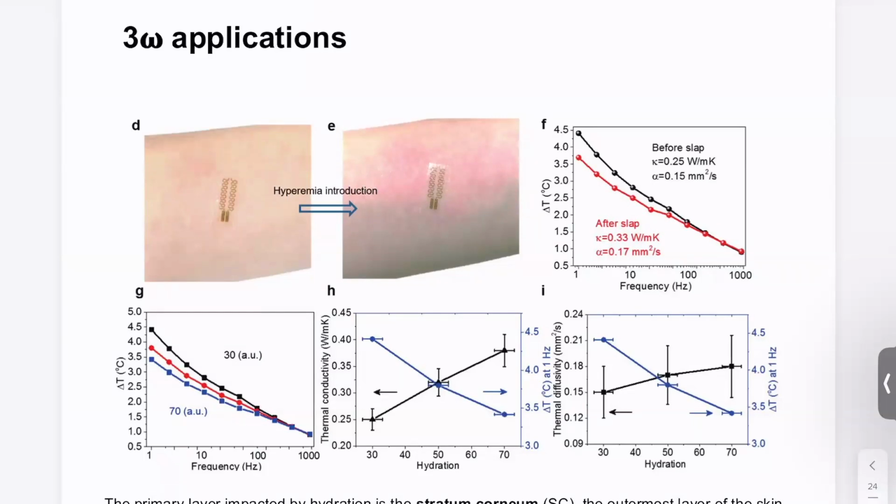We can also use 3 omega or even TPS to measure hydration. This is just a demonstration that you hydrate your skin to different degrees. So this is arbitrary units. So 70 means high hydration, 30 means low hydration. You will see with high hydration, your thermal conductivity increases. Okay, this is about thermal conductivity.